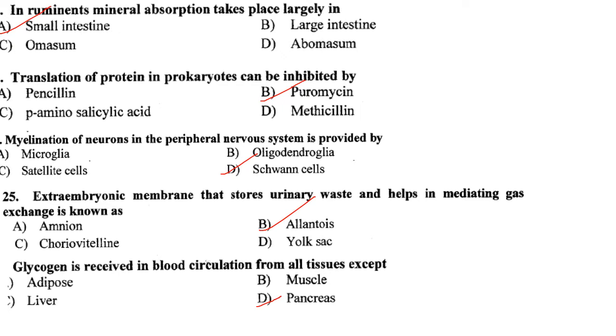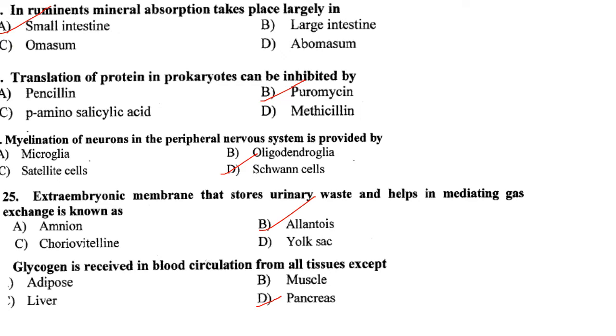Then translation of proteins in prokaryotes can be inhibited by puromycin. Answer is option B. Then myelination of neurons in the peripheral nervous system is provided by the Schwann cells. So answer is option D. Then the extra-embryonic membrane that stores urinary waste and helps in mediating gas exchange is known as allantois. Option B. Glycogen is received in blood circulation from all tissues except pancreas.